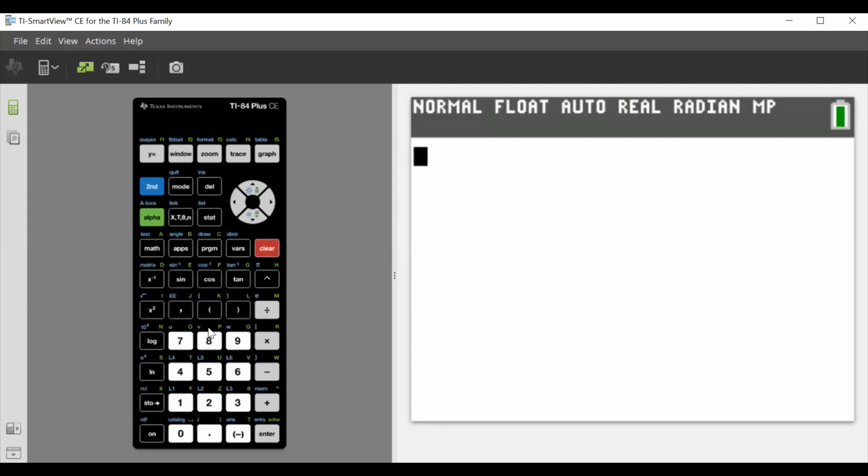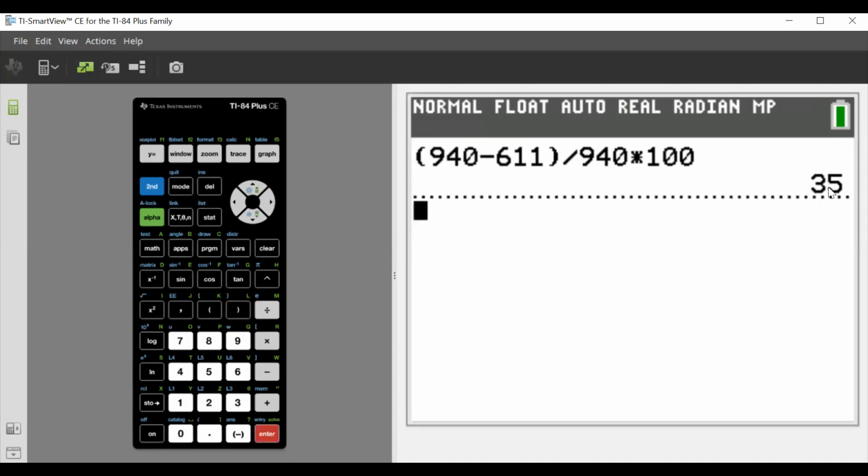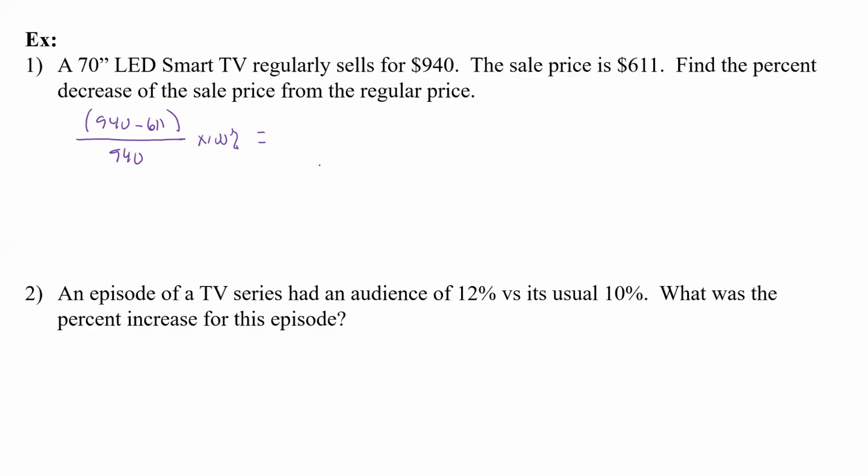All right, so we're going to have, what was it again? 940 minus 611 divided by 940. And then we're going to convert that to a percent, so multiply by 100. So it's 35%. So this is equal to 35%. All right. So that's a percent what? Well, that's a percent decrease.